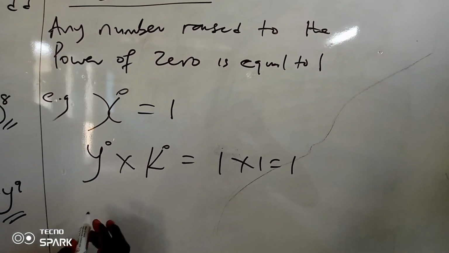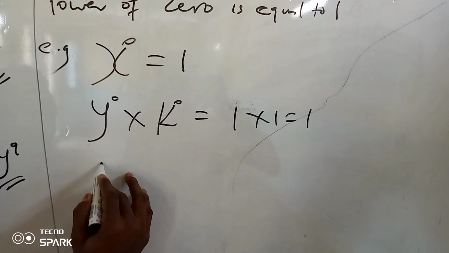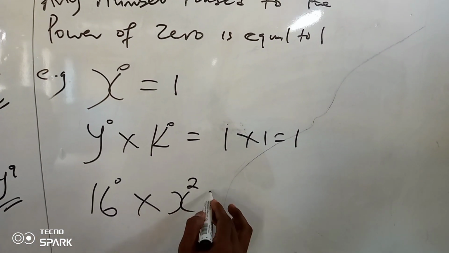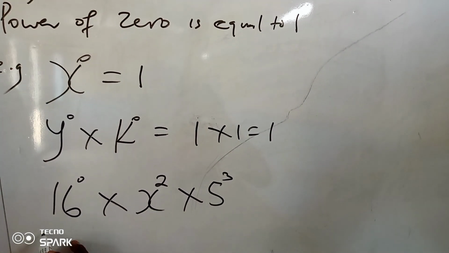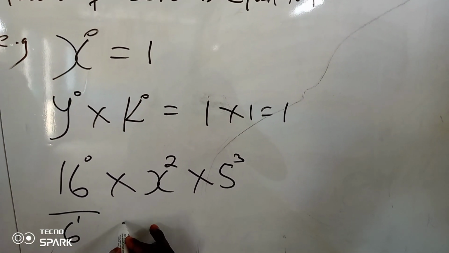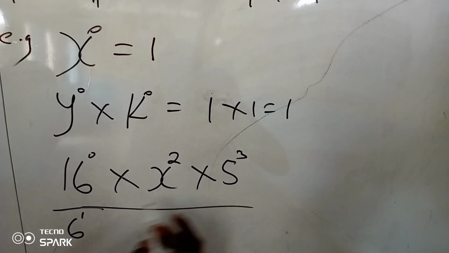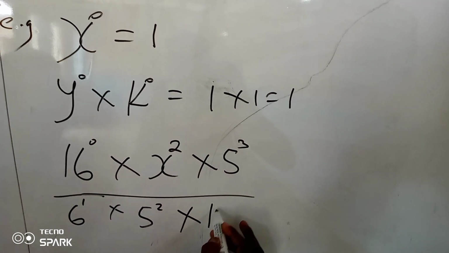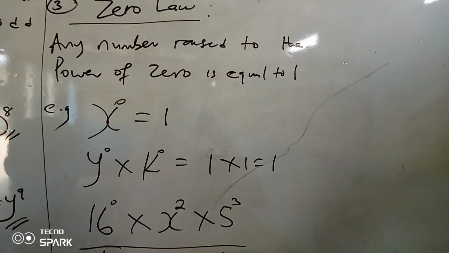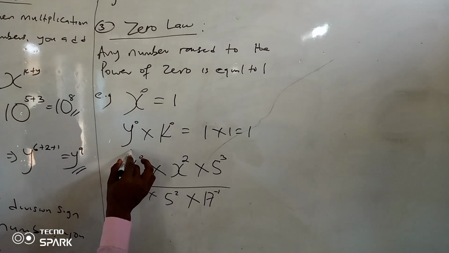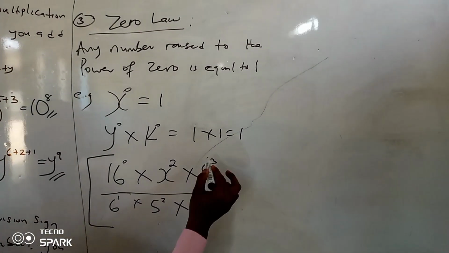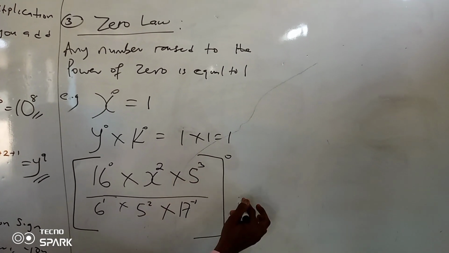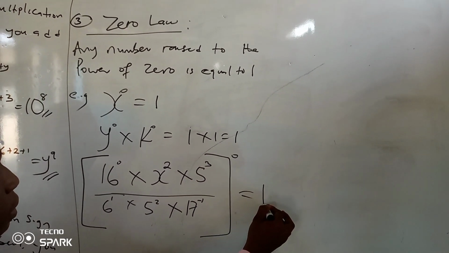In the same vein, if I have, let's say, 16 to the power 0 times x to the power 2 times 5 to the power 3 divided by 6 to the power 1 times 5 to the power 2 times 17 to the power minus 1, and I put them in brackets and raise the whole thing to the power of 0, the answer is still 1.